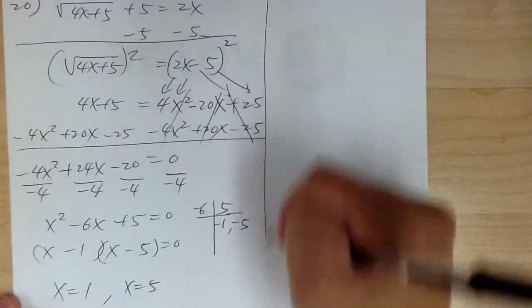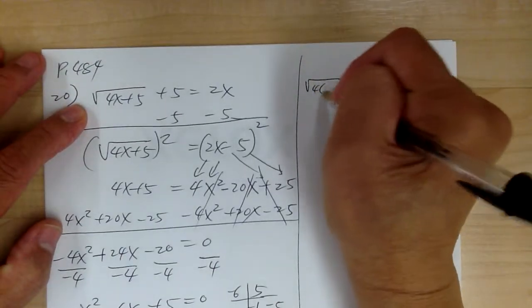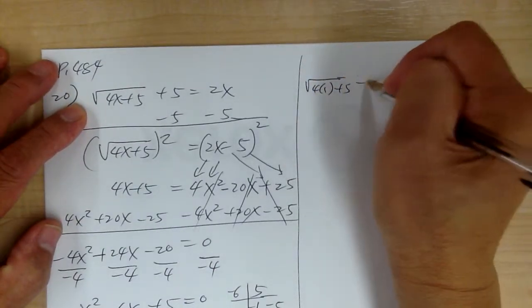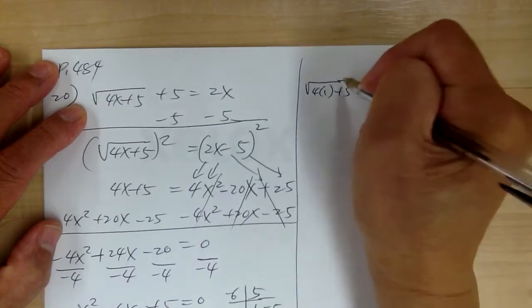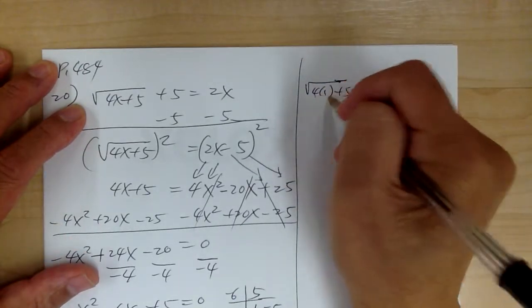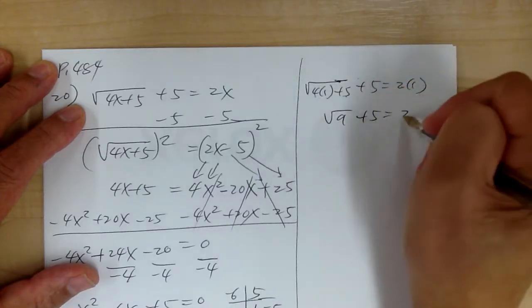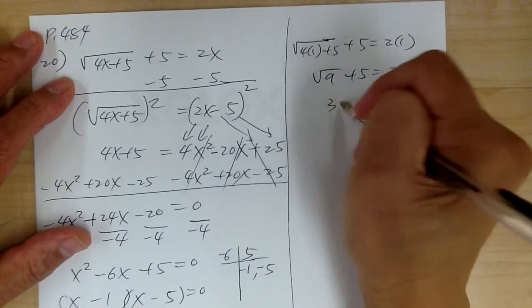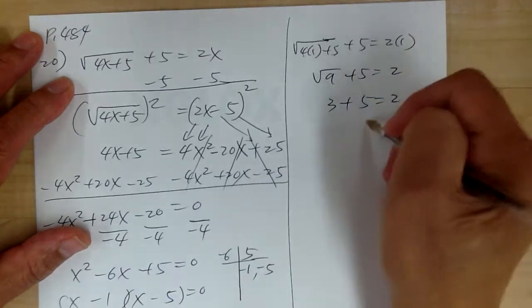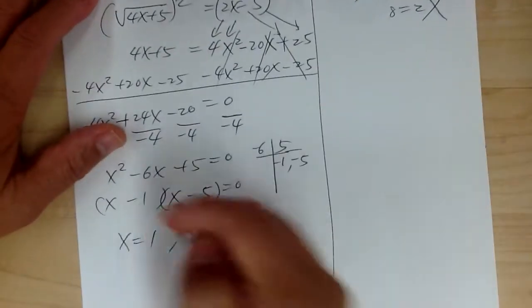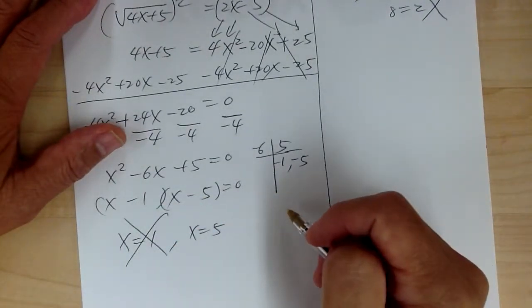So you're going to check the answers. So I'm going to check the 1 first. So I get square root of 4 times 1 plus 5 equal to 2 times 1. So over here, 4 times 1 is 4 plus 5 is 9. 2 times 1 is 2. So here you're going to get 3 plus 5 equal to 2, 8 equal to 2. So this one is no good. So 1 is no good. Okay? So let's go and try 5.